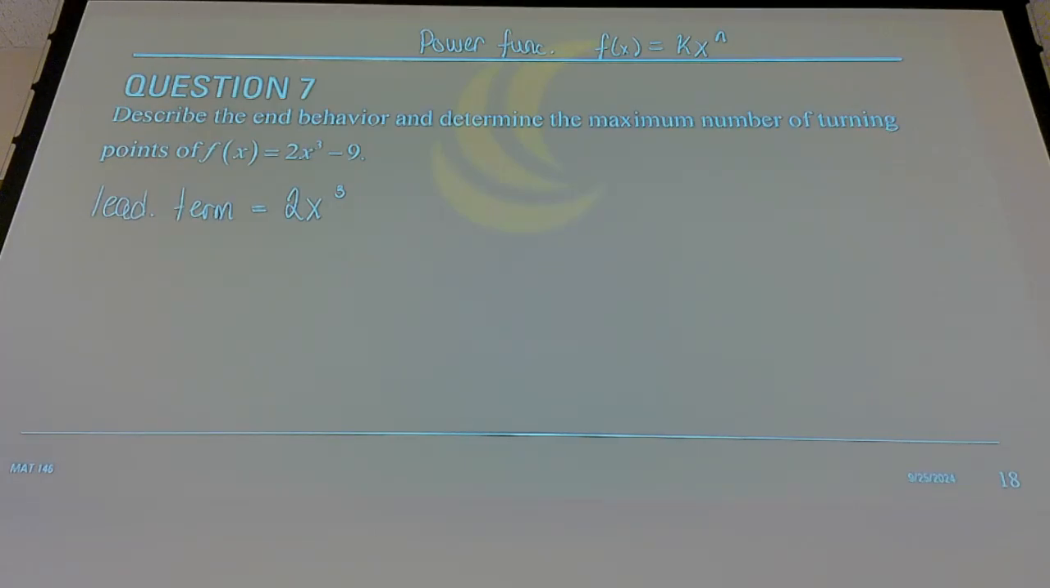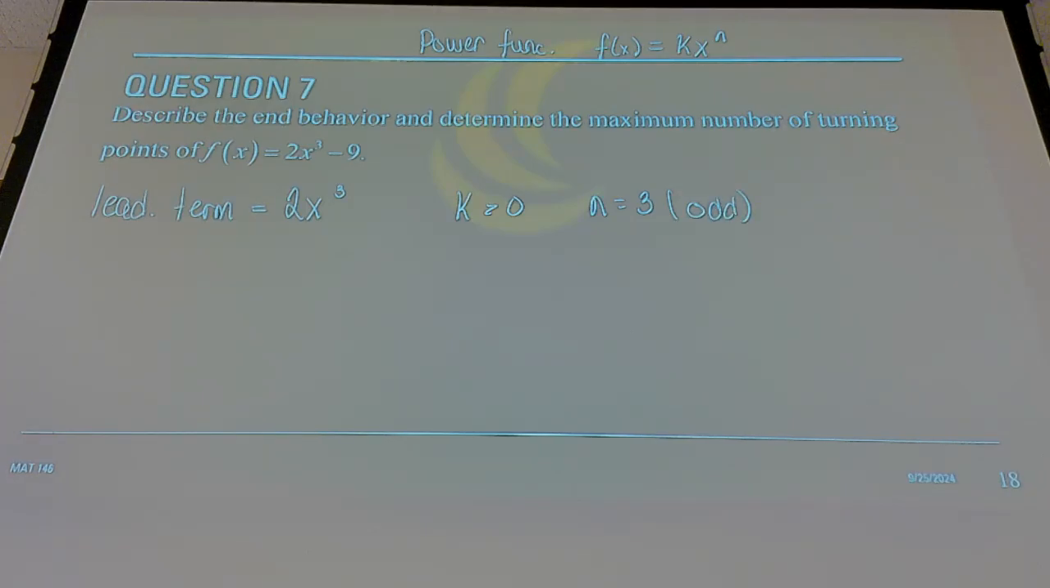Remember, a power function is a function of the form kx to the n. What is k? 2. Is that positive or negative? So we have k greater than 0. What's n? Is that even or odd?